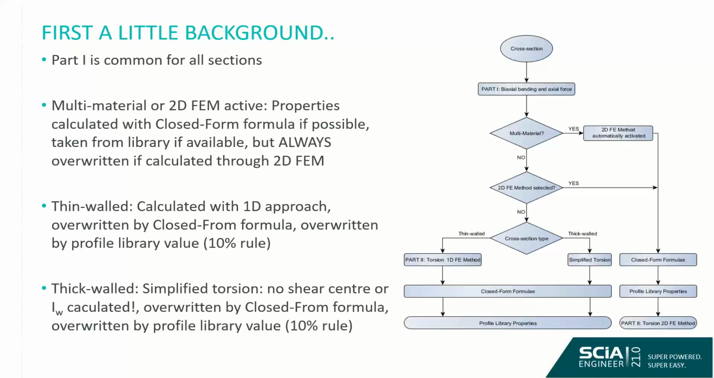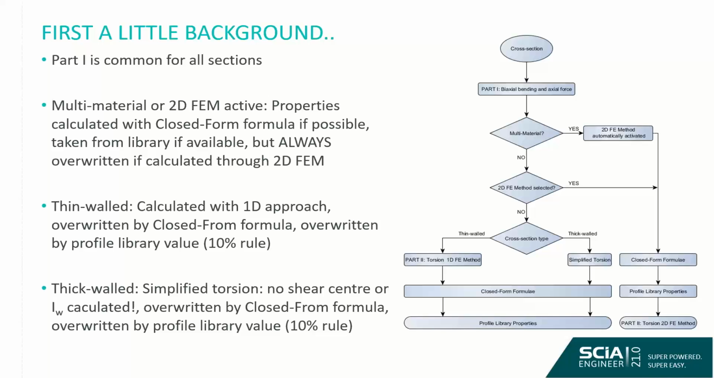So this first part is common for each type of section you can find in SCIA Engineer, but then depending on whether you have a multi-material cross-section, like a cross-section with concrete and steel in it, or whether you activate the 2D finite element method, or if you have a cross-section that is thin-walled, which has a center line representation inside SCIA Engineer, or not, the procedure to find out the characteristics will be a little bit different.